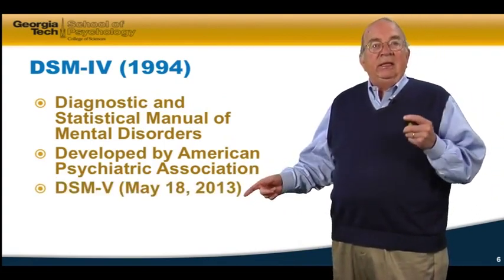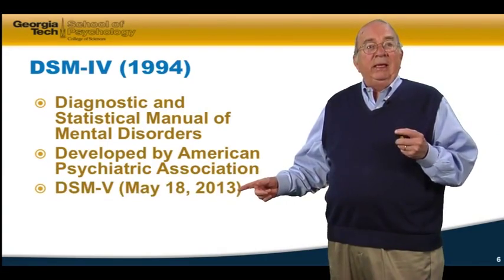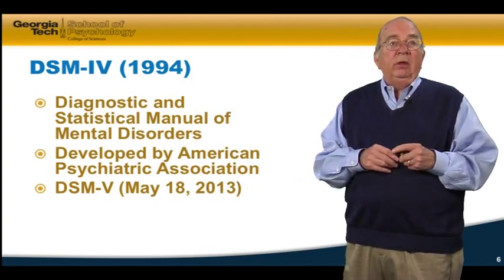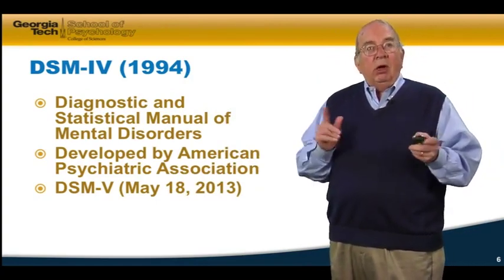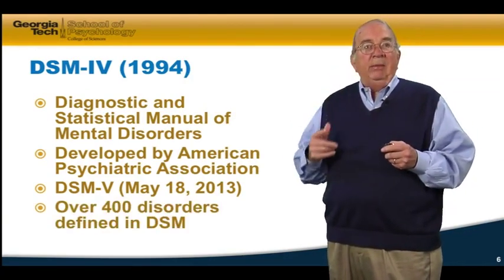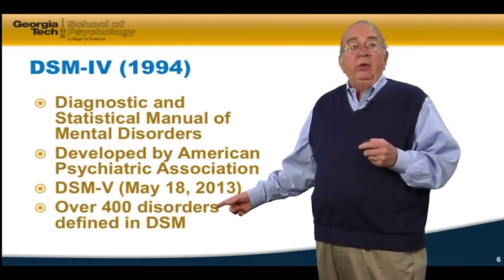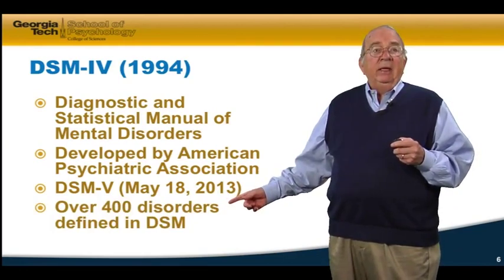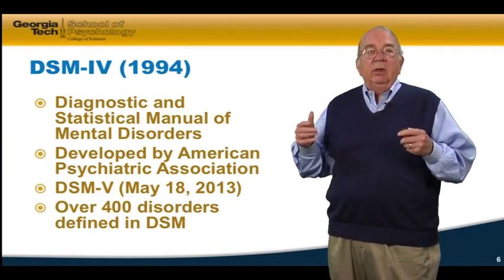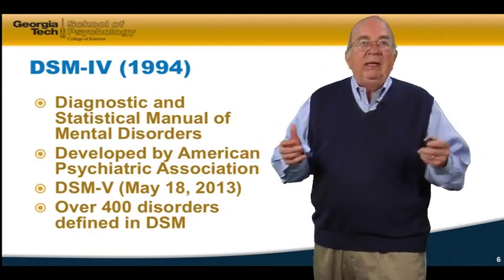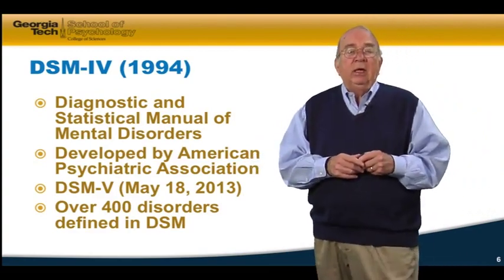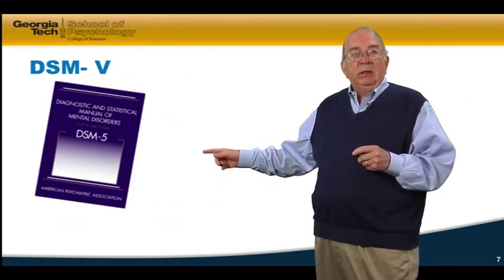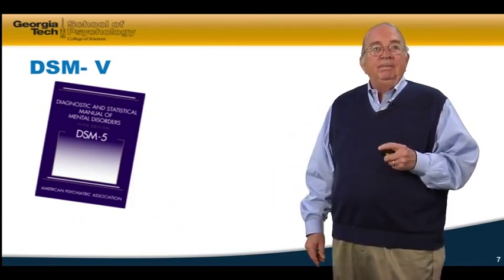And the interesting thing is that this year, on May the 18th, the DSM-5 was released, the first new diagnostic manual in 20 years. And we'll talk about some of the categories that are listed in that manual. There are over 400 different disorders that are defined by the DSM-5, and so it's become sort of the way in which we can categorize diagnoses of psychological disorders. And here's a picture of DSM-5, which just released a few weeks ago.